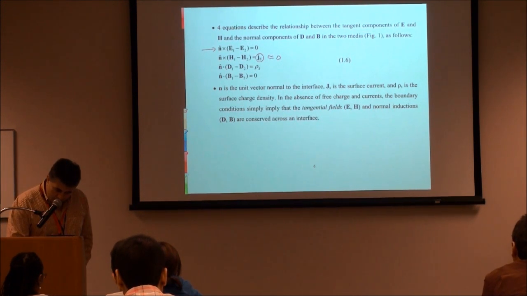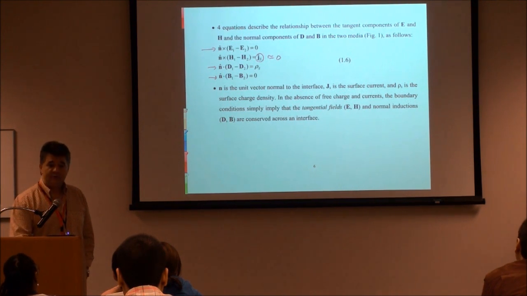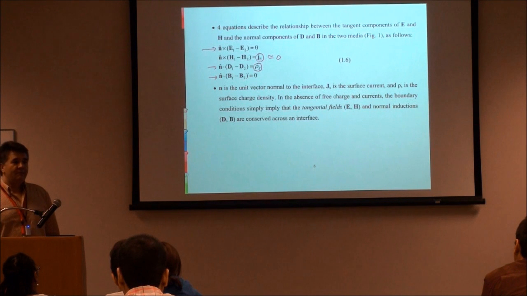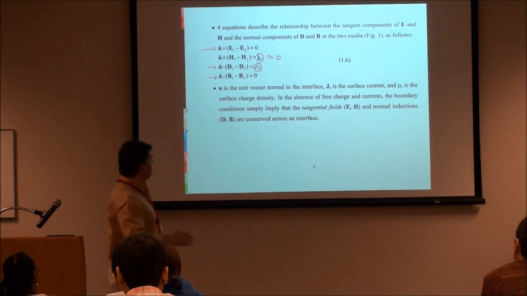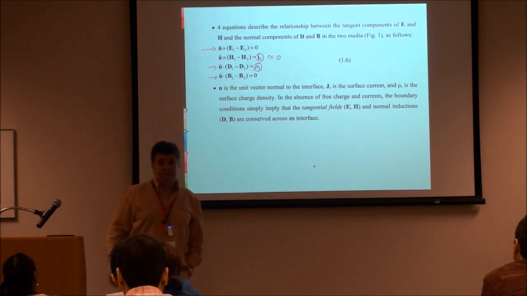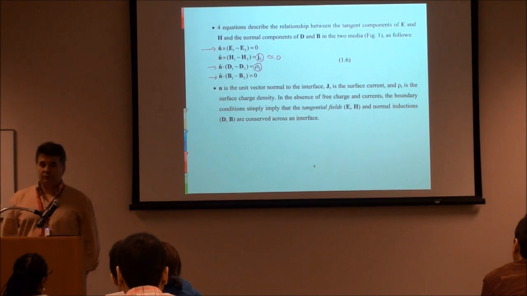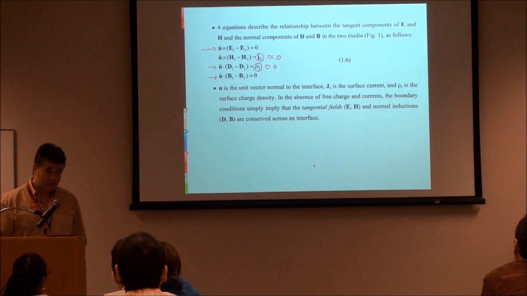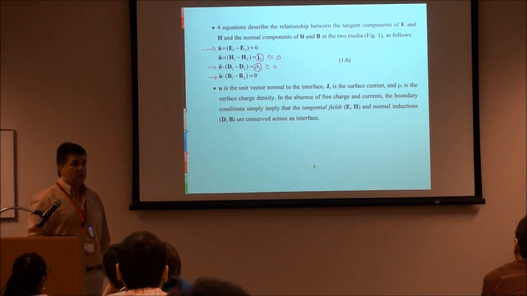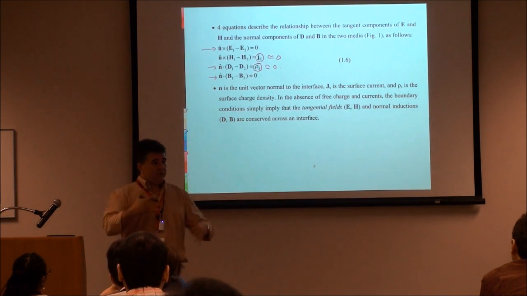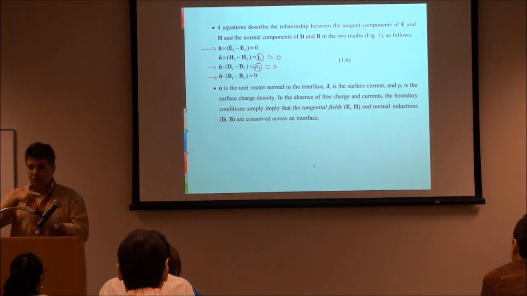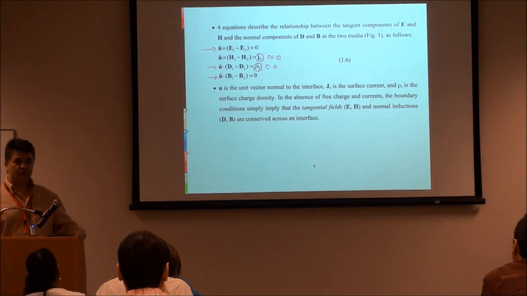Now, n dot gives you the normal components of D and B. They are conserved, except when you have free charges at the interface. Okay? Again, most of the time we don't have that in most materials. So that also is 0 most of the time. Okay? So E and H in the plane conserved. D and B normal conserved. That's all you need to know.